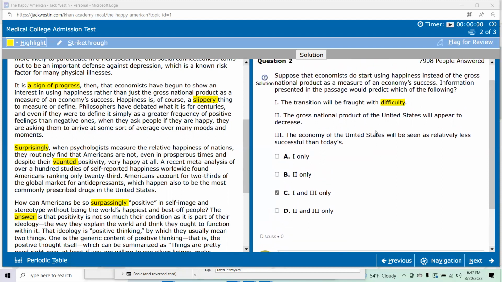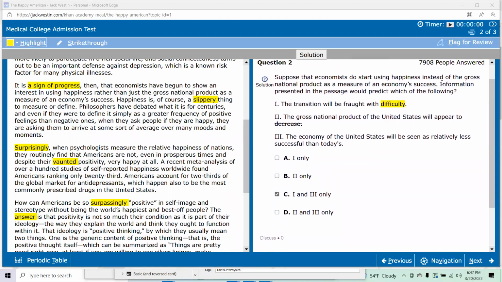I don't know. So the question was asking about economy success, right? I'm leaning towards 1 and 3. Okay, 1 and 3.